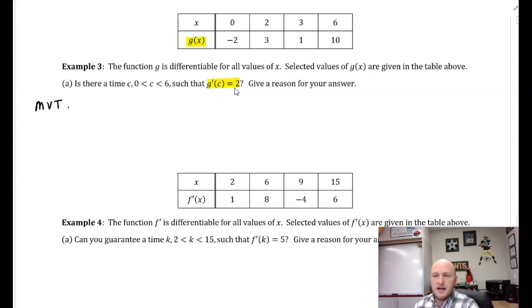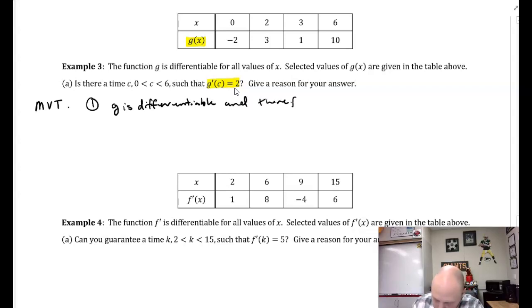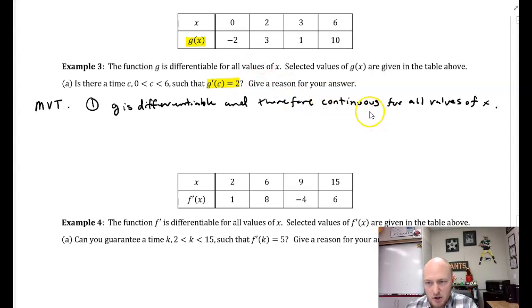So the first thing we need to do is satisfy the conditions. Number 1, they say that g is differentiable, and therefore continuous, for all values of x. Now remember, our conditions are continuous on the closed interval, differentiable in the open interval. They say all values of x, so they've greenlit us for everything.